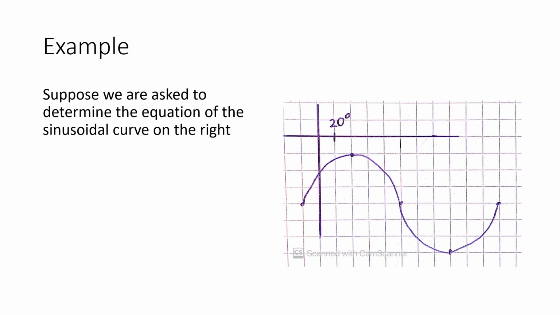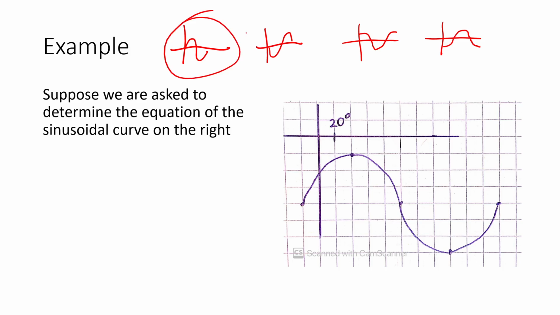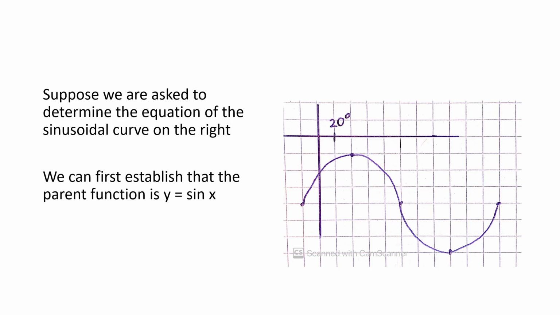So now we look at the curve given here in our second example. And we remember our 4 parent functions. We have a positive sine curve, we have a negative sine curve, we have a positive cos curve, and we have a negative cos curve. Okay, so looking at this graph given here on the right hand side, we see that it most closely resembles a positive sine curve. So our parent function is going to be y equals sine x.